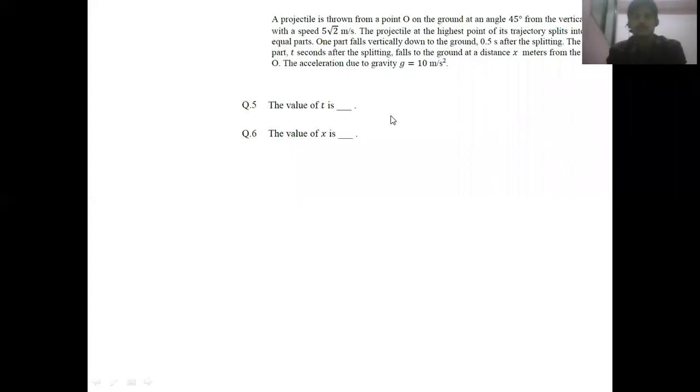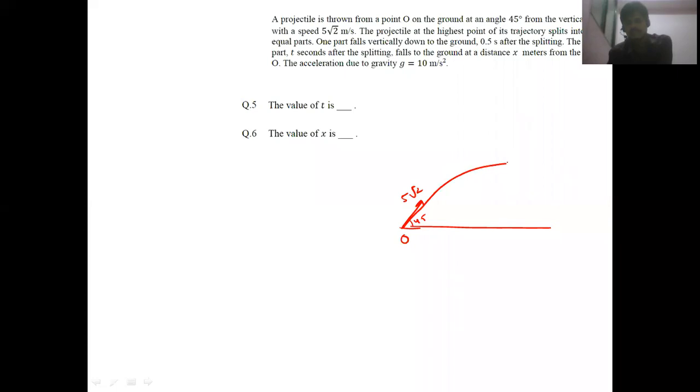This problem on projectile has been asked this year, 2021, in JEE Advanced paper number 1. So let us see this problem. In this problem, a projectile is thrown from a point O. From point O, a projectile is thrown with 5 root 2 meter per second at an angle of 45 degree.